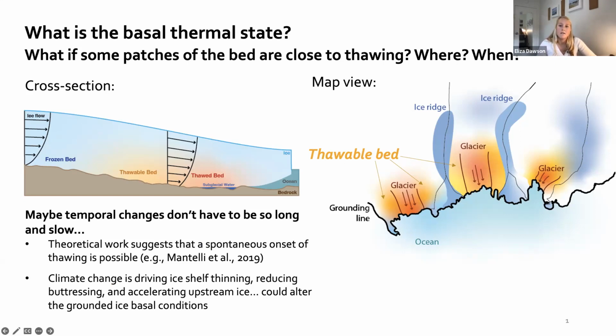So there is a body of recent theoretical work that suggests that a spontaneous onset of thawing could be possible. This work looks at nearly thawed onset of ice streams, where internal ice thermofrictional feedbacks govern this onset of thawing. And I also think that the continued effects of climate change really warrant this investigation of thawing, where changes near the ice sheet margin could affect the basal conditions of upstream grounded ice.